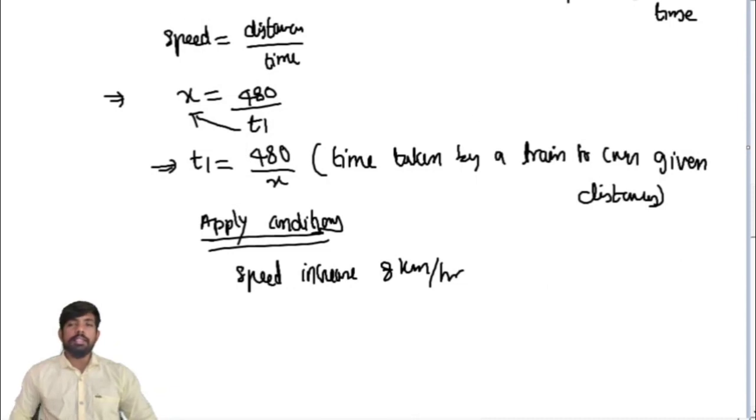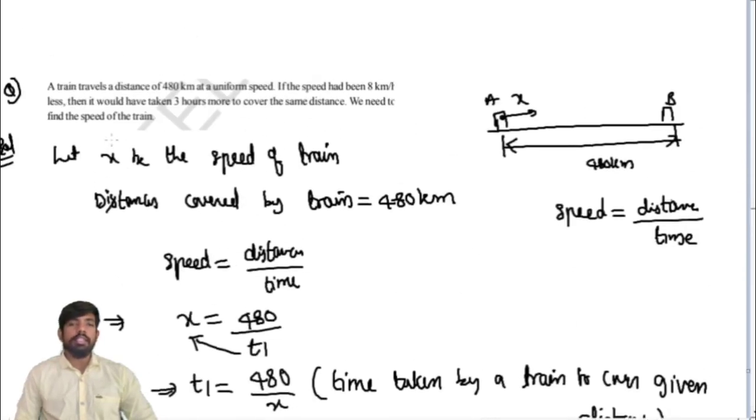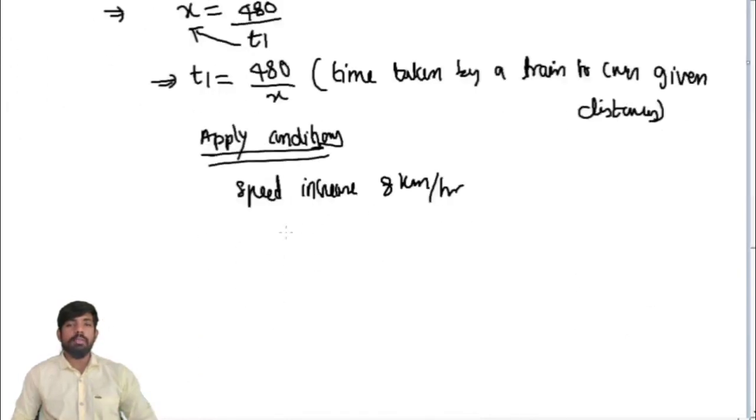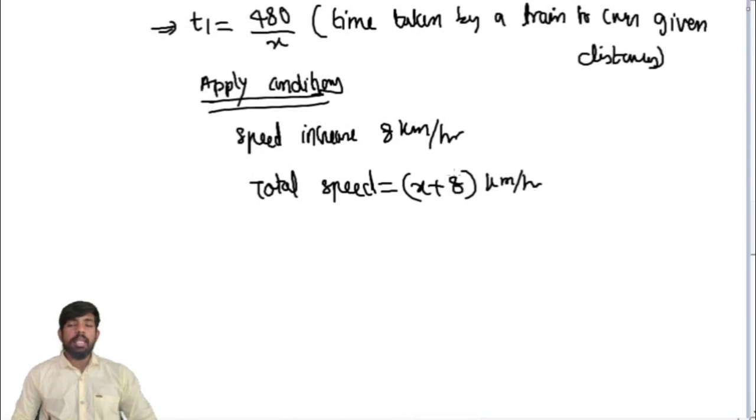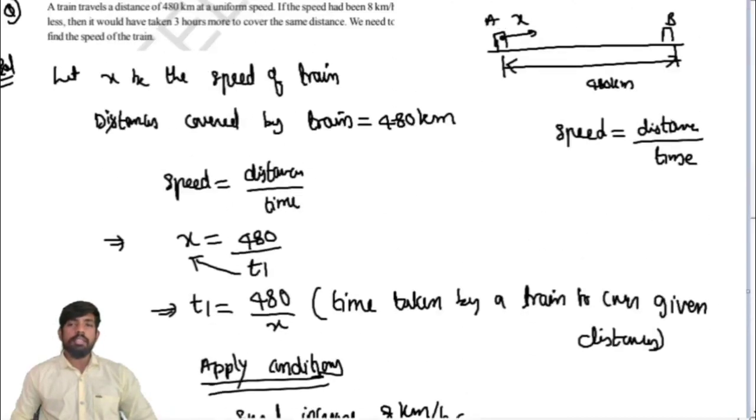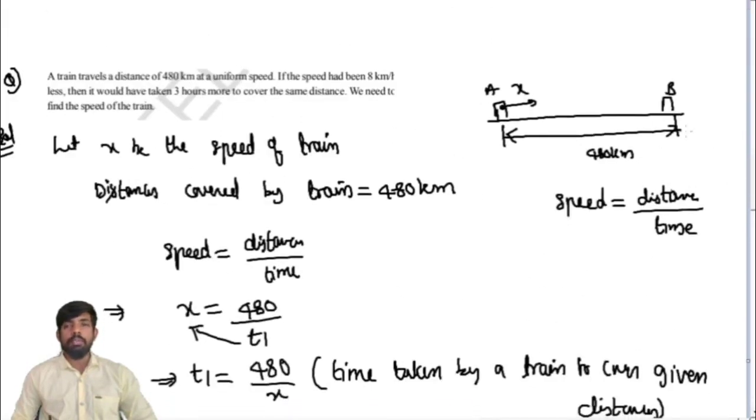So x is the initial speed. Now if I increase it by 8 kilometers per hour, the total speed is x plus 8 kilometers per hour. And if the speed increases, the time will also change to reach the destination from A to B. So let us say the new time is t2.